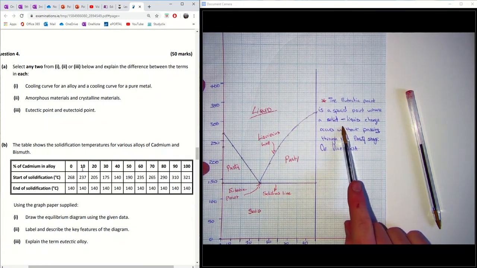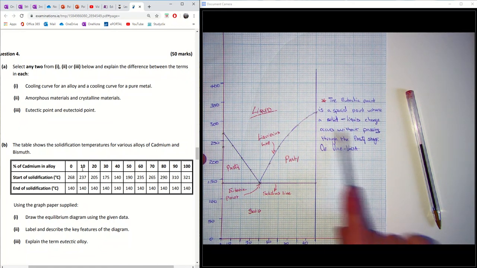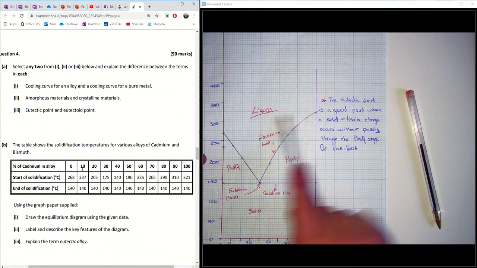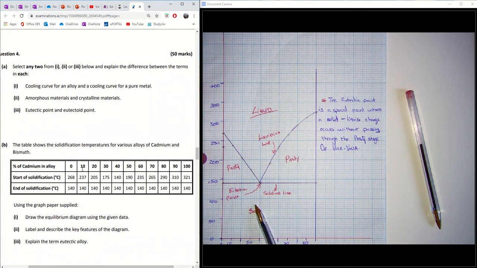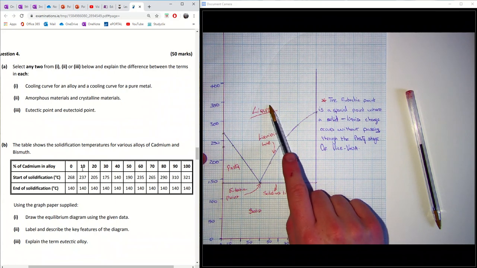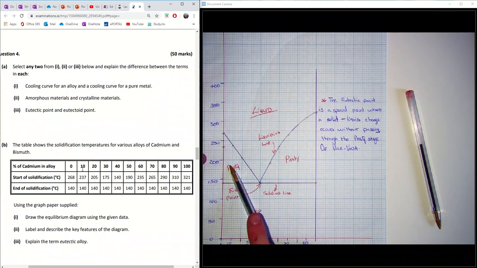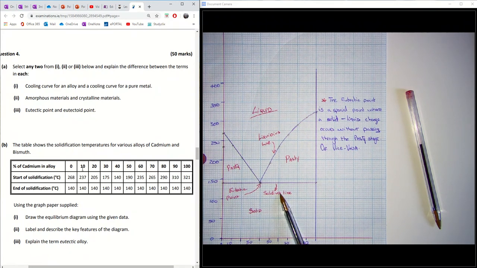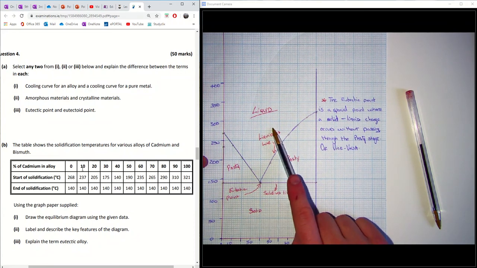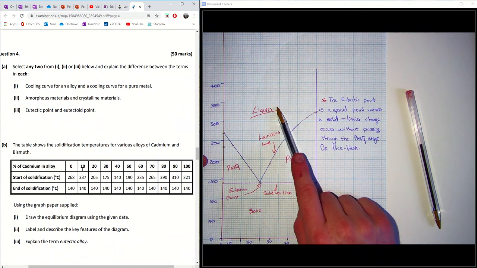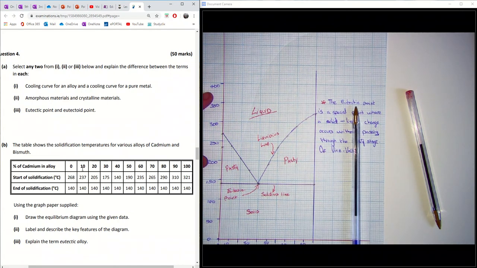So you're going to have to label all the key features. What I would advise is to describe at least 4 different points. I'm not going to write them out, but for the solid stage, everything in this stage of the diagram is going to be a solid. The liquid stage, everything in this stage is going to be a liquid. In the pasty stage, everything is a mixture of a liquid and a solid. The solidus line represents the end of solidification, and everything below the solidus line is a solid. And the liquidus line represents the start of solidification, and everything above the liquidus line is a liquid.